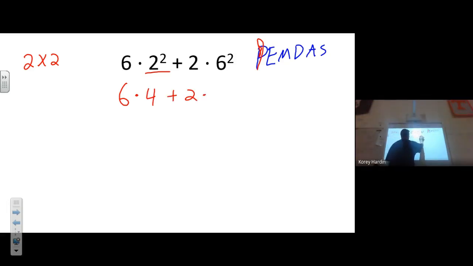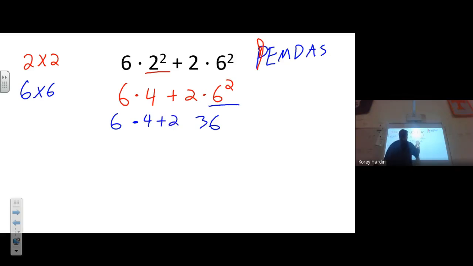So plus 2 times 6 squared. Still have exponents. I need to take care of that 6 to the second power. So 6 times 6, that's going to be 36. So I've got 6 times 4 plus 2 times 36.